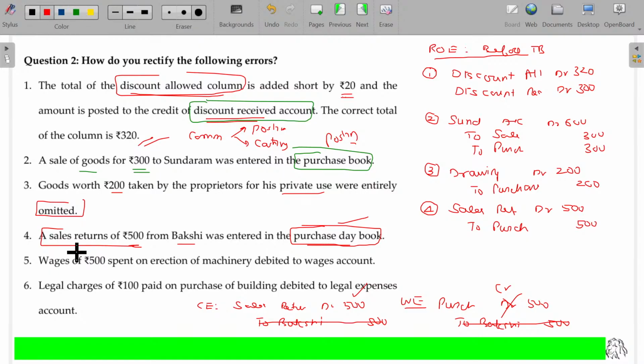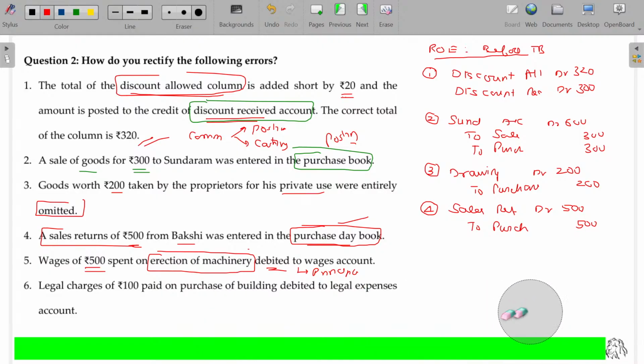Fifth one. Wages of 500 spent on erection of machinery debited to the wages account. Come on, tell me. What sort of error is this? Error of principle. Wages paid for erection of machinery should be debited to the machinery account, but they have debited wrongly to the wages account. Capital item is named as revenue item. That will be the error of principle.